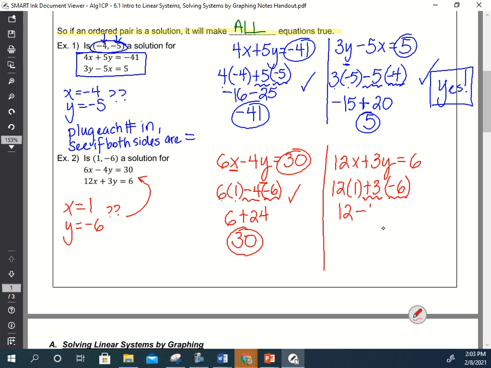Negative 18. So it seems right now that the only two people that are in the class right now is Shemaiah and Noah. So I can give them extra credit, right?